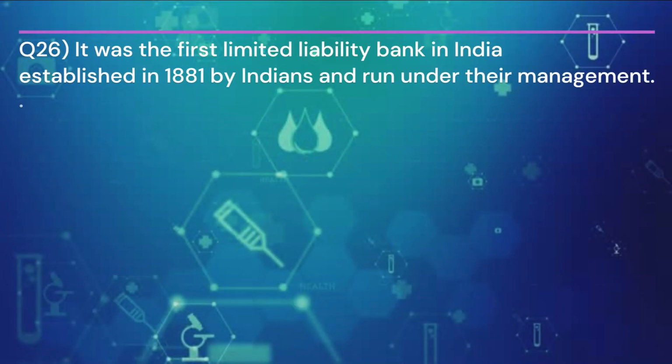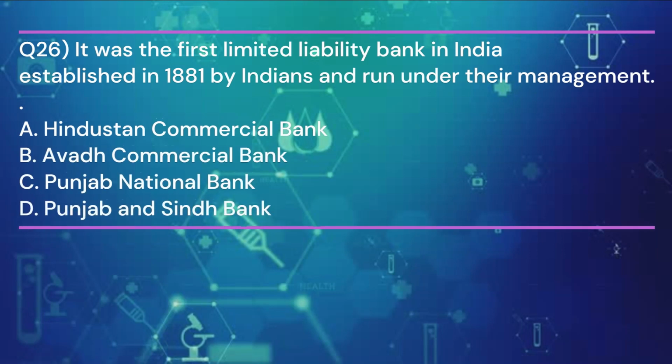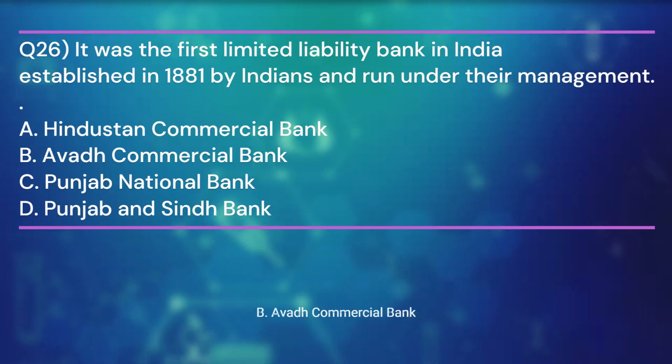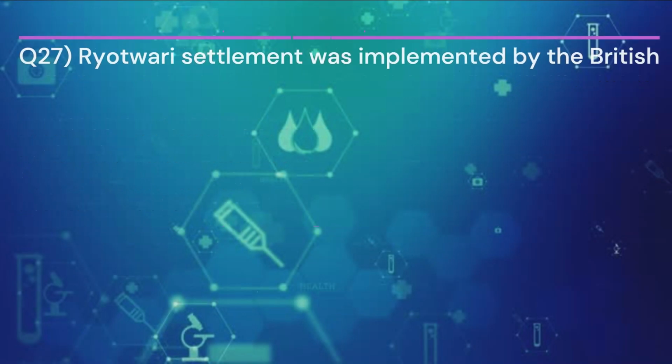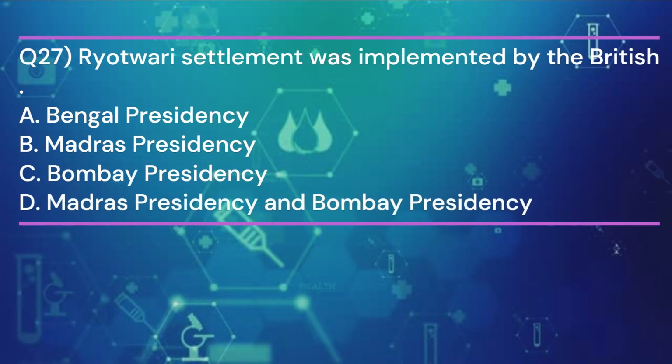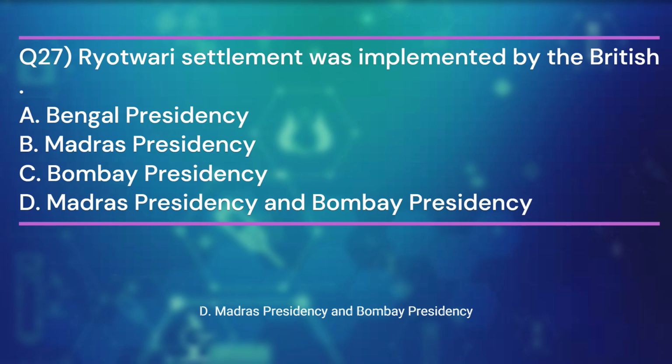Question 26. It was the first limited liability bank in India established in 1881 by Indians and run under their management. And the answer is B. Awadh Commercial Bank. Question 27. Ryotwari settlement was implemented by the British in. And the answer is D. Madras Presidency and Bombay Presidency.